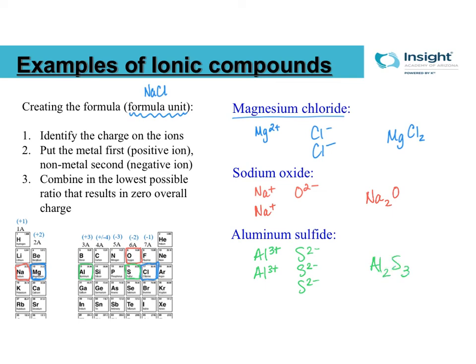Something I want you to notice, because we'll run into this quite a bit going forward, is the 2-3 combination. So you've got something that has a charge of 2, something that has a charge of 3. What you want to do is 2 times 3 equals 6. Get both of them to 6, and then that's how you'll be able to figure out how many of each you need.